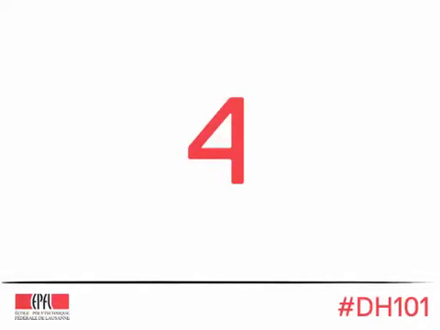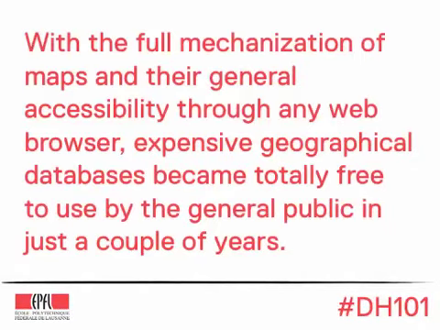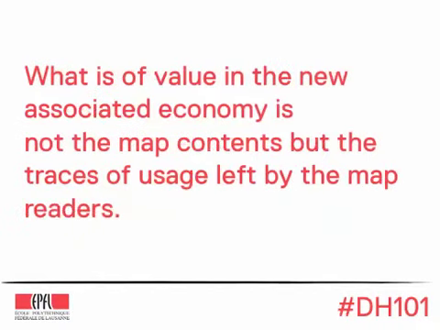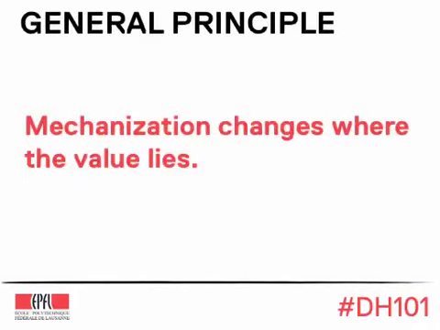Let's take now our final observation. With the full mechanization of maps and their general accessibility through any web browser, expensive geographical databases became totally free to use by the general public in just a couple of years. Maps were expensive, and people understood why they were expensive, and now they are accessible for free. What is of value in the new associated economy is not the map contents, but the traces of usage left by the map readers. And this is again a general principle. Mechanization changes where the value lies.